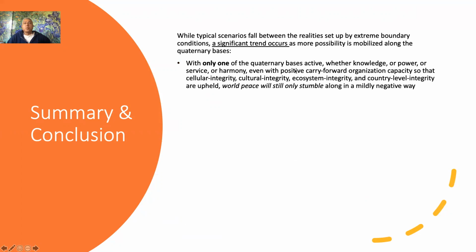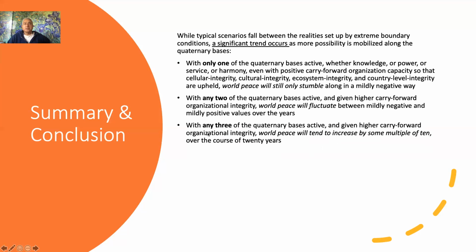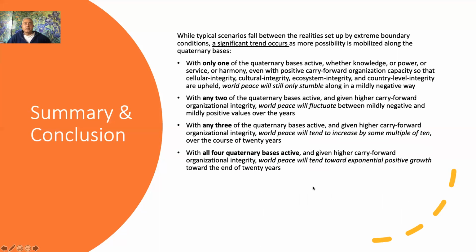And so with only one of the quaternary bases active, we see world peace will stumble along in a mildly negative way. With any two of the quaternary bases active, we'll see that there's higher carry forward and world peace will fluctuate between mildly negative and mildly positive values over the years. With any three of the quaternary bases active, world peace will tend to increase by some multiple of 10. And with all four quaternary bases active, and given the high carry forward of organizational integrity, world peace will tend toward exponential positive growth toward the end of 20 years.